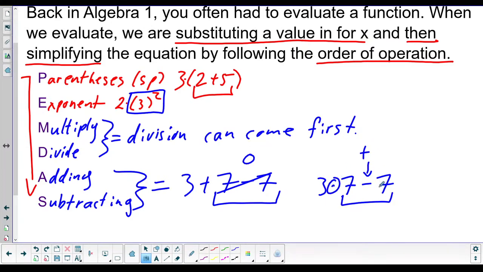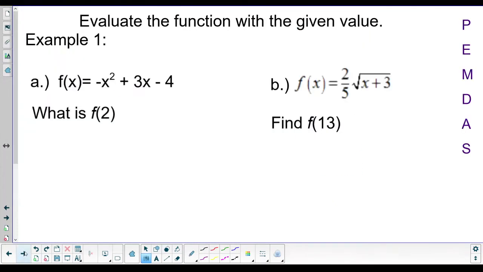Multiplying outranks subtracting, so we have to do the multiplying first. Okay? So here's our order of operations. We're going to follow this to simplify all of our problems. So let's go look at a couple of examples just to make sure you know what I'm talking about.